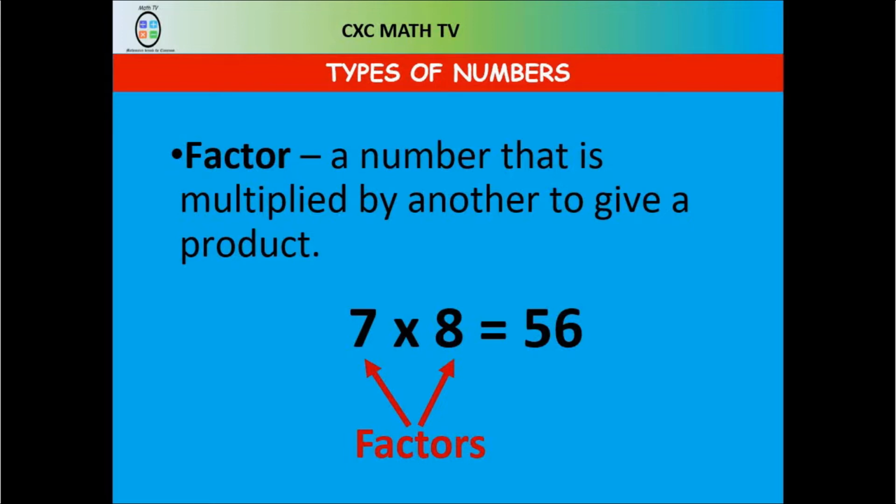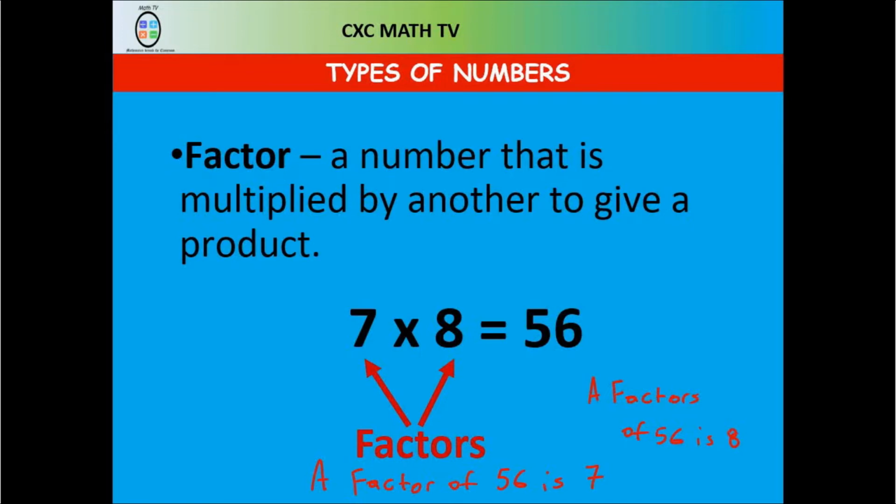In other words, we're concluding that a factor of 56 is 7. Or we're also saying a factor of 56 is 8. Alright, that's what we're saying.